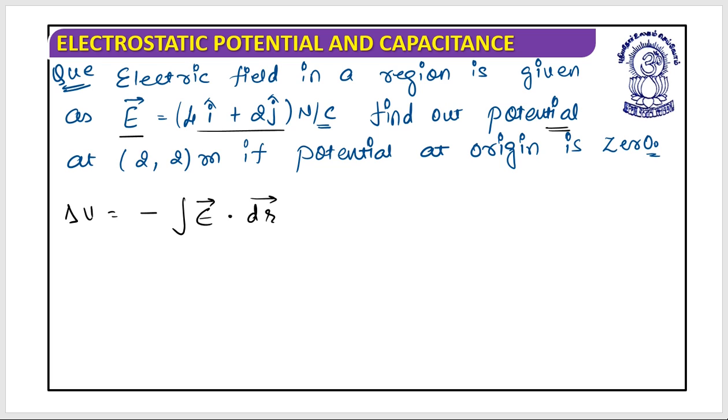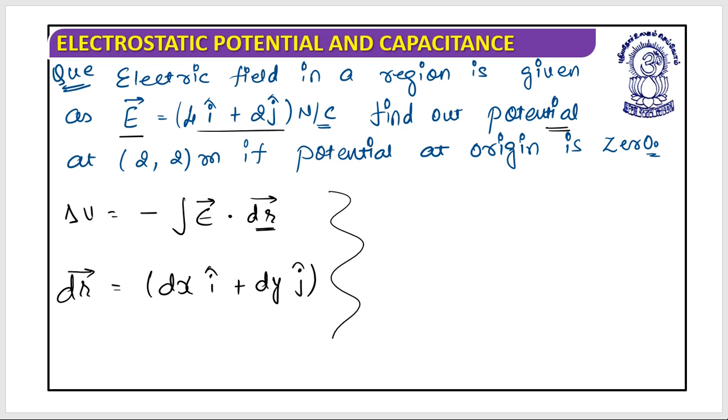So now every time you need to follow a certain procedure. First, you need to find out the dr. That dr would be always a dx in i cap plus dy in j cap. Here it is up to j only. If it was for k as well, then I will write it as a dz in k cap. Yes, are you done with this?